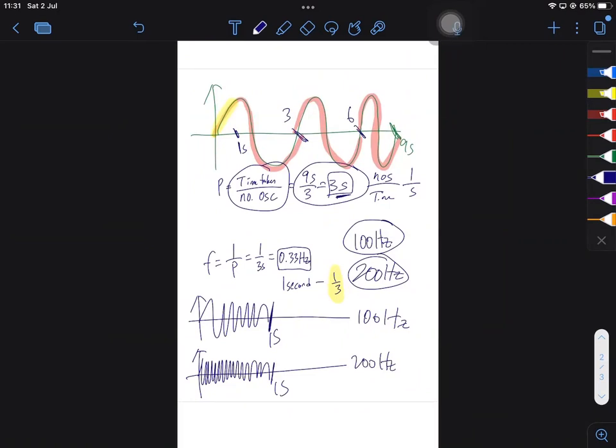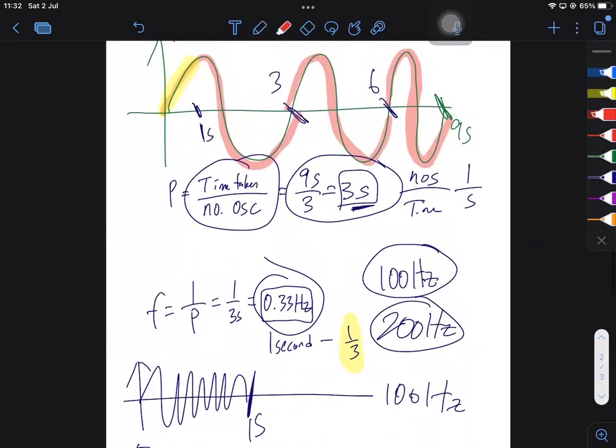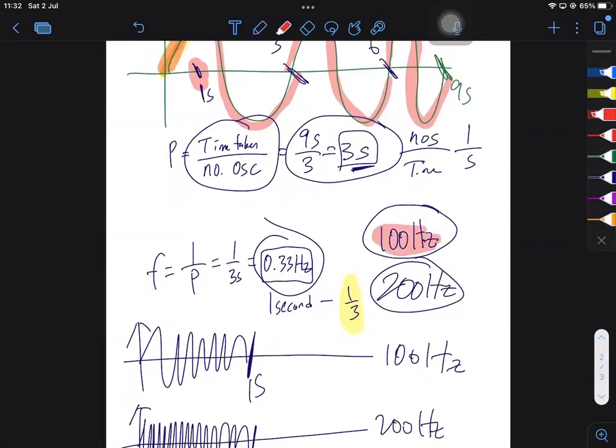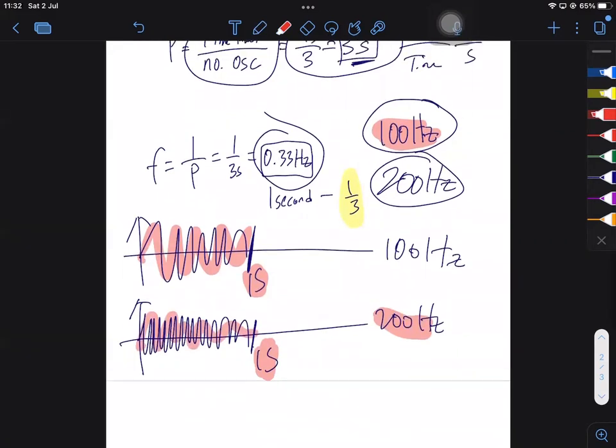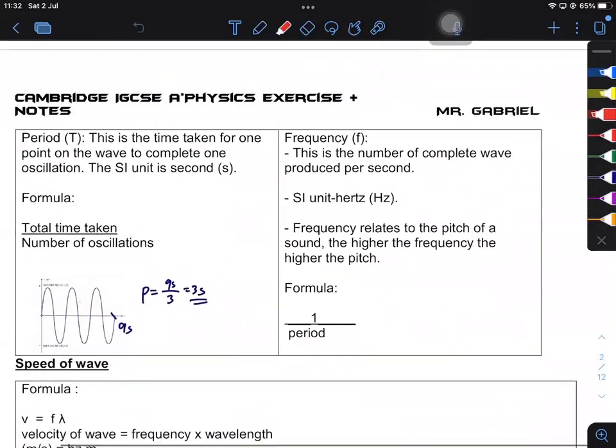This part is important. By definition, you need to remember that frequency is the number of oscillations per second. If I have a frequency of 0.33 hertz, it means in 1 second, I can only complete 1/3 of the oscillation. If I have 100 hertz, in 1 second, I have 100 oscillations. If I have 200 hertz, in 1 second, I have 200 oscillations. As simple as that. Very important. If you look at the notes here, frequency by definition is the number of complete waves produced per second. The SI units are in hertz.